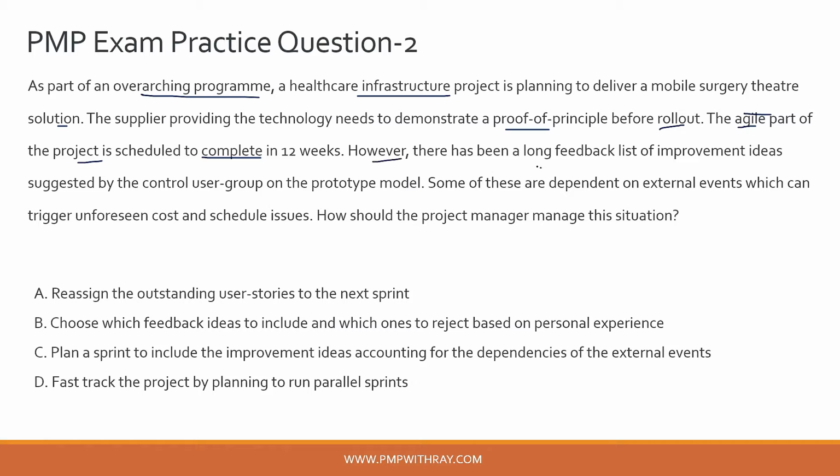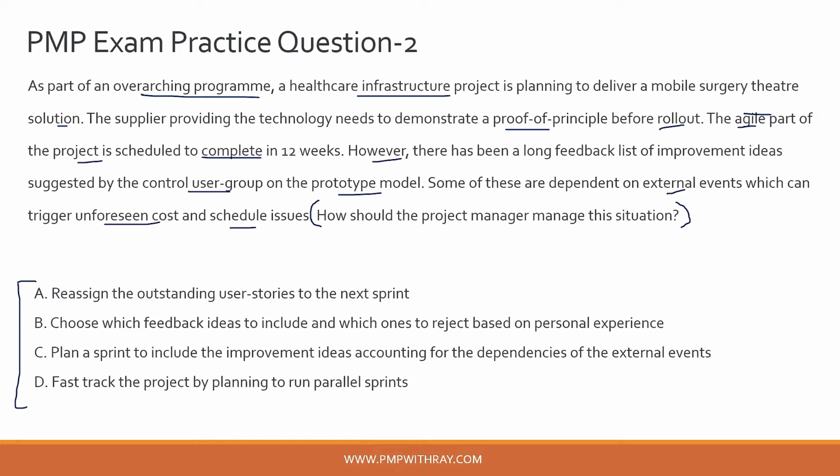However, there has been a long feedback list of improvement ideas suggested by the control user group on the prototype model. Some of these are dependent on external events, which can trigger unforeseen costs and scheduling issues. How should the project manager manage this situation? And there are 4 options given. Now, if we go back to our steps of solving scenario-based questions, guys, what we need to do first is to read the stem of the question and identify whether it's a type 1 or a type 2 question. Now, if you see here, the scenario is given, most probably it's a hybrid or an agile kind of scenario.